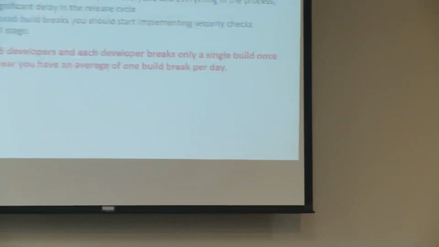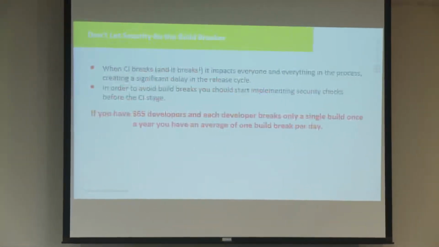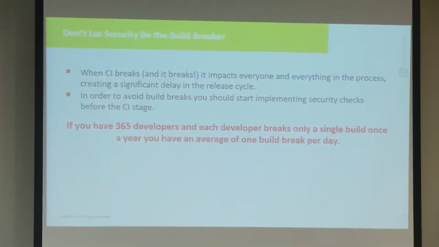And so for developers, like if you have a medium-sized team, 365 developers, and each breaks only a single build once a year, which is not a whole lot, you have essentially a broken build every day. It's very difficult to maintain this agile development process when your builds are broken every day. So you need to give developers the ability to check their work before they check it in.